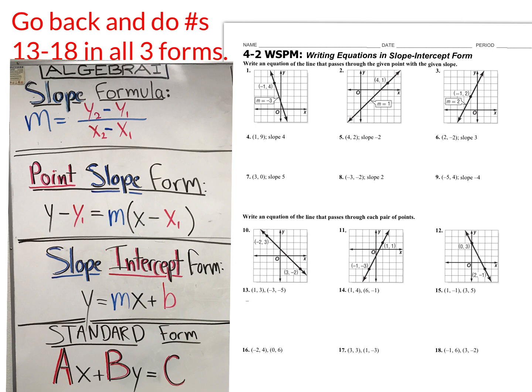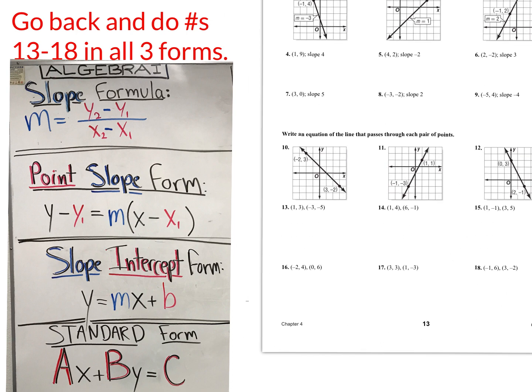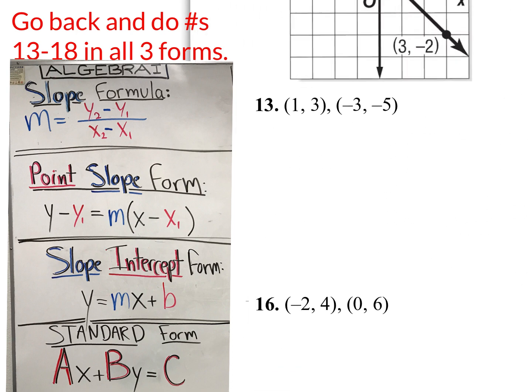We also have this worksheet from Monday, and I wanted you to go back and do numbers 13 through 18 in all 3 forms. So if we look at 13 through 18, they're all coordinates. And on every one of these, you're going to find the slope first, and then you're going to use that slope with the first point to write it in point slope form, and then you could change it to slope intercept and standard. Again, please do this, work on it, and watch the videos from last week. Maybe it'll help you out.